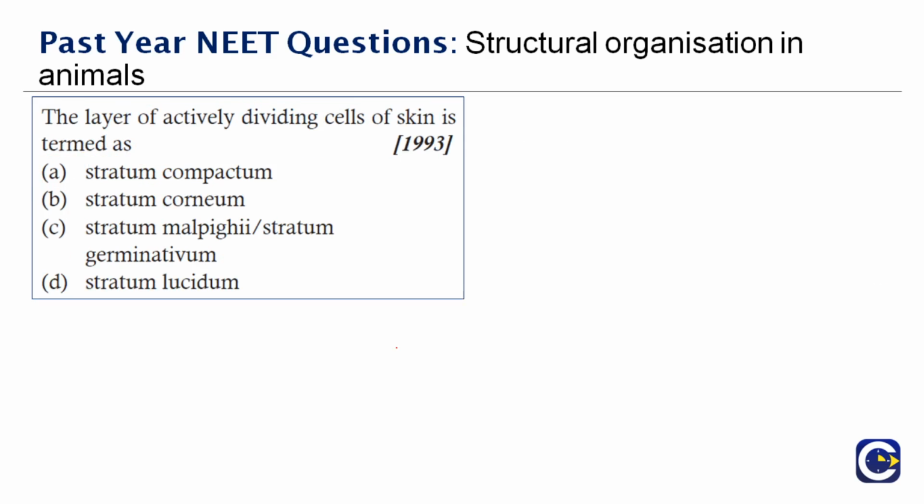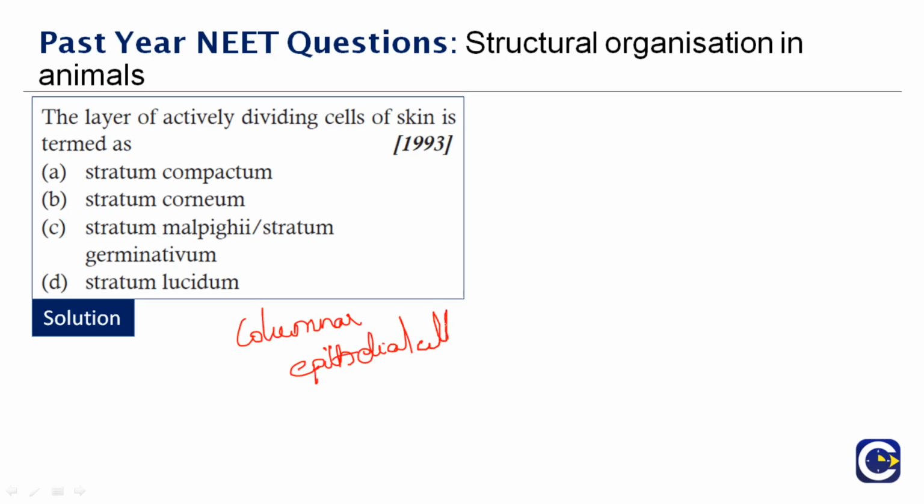Next question here. The layer of actively dividing cells of skin is termed as dash. This is again an easy question for you because we already know what the answer is. It is the innermost one cell thick layer made up of columnar epithelial cells. So now I've given you the clue. It is columnar epithelial cells. Now you have to answer. Maybe it'll be easy for you to answer. Yes, the answer is stratum malpighi, or you can call it stratum germinativum.